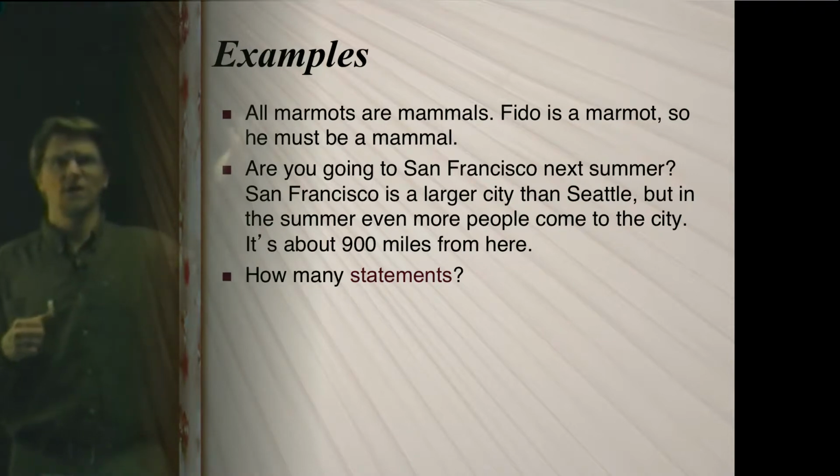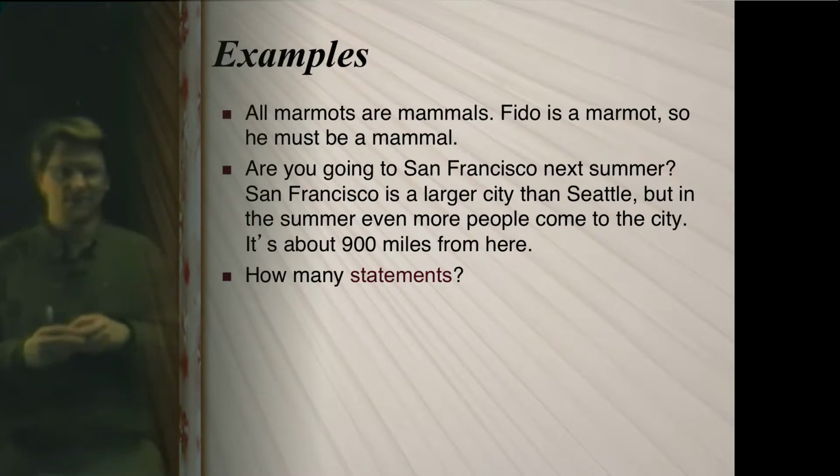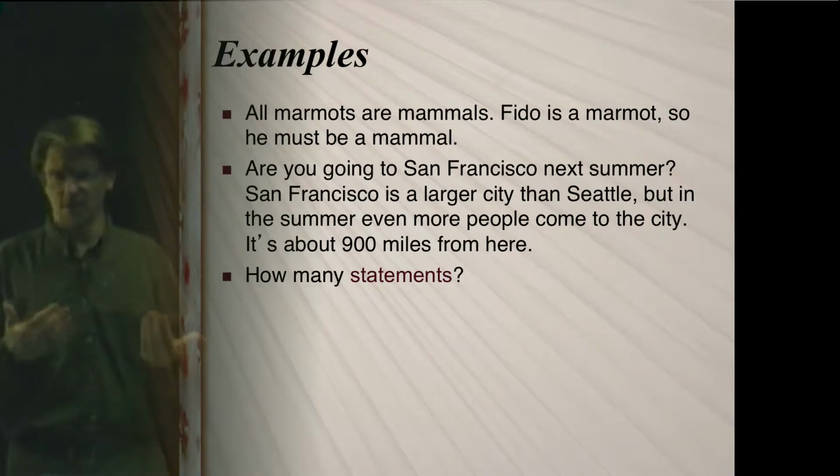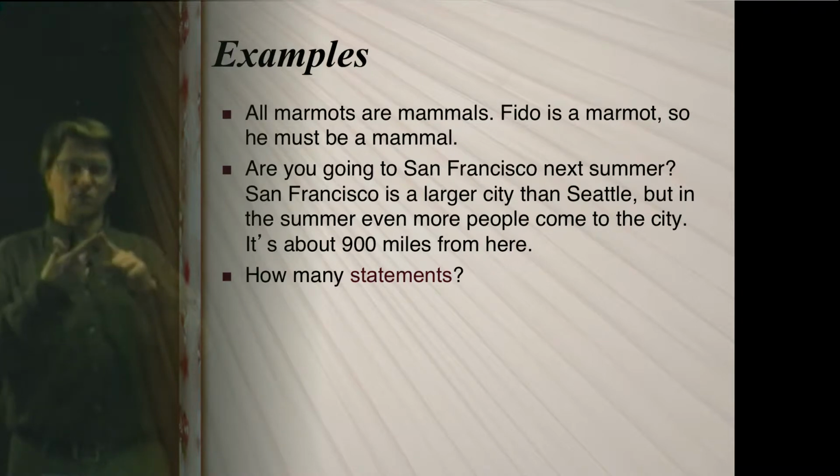Now, we'll see here in the first example that, of course, there are 2 sentences. We see the period occur twice. But if you think about it, there are actually 3 statements in that example. We've got all marmots are mammals, Fido is a marmot, and he, Fido, must be a mammal, would be our third statement within that passage.